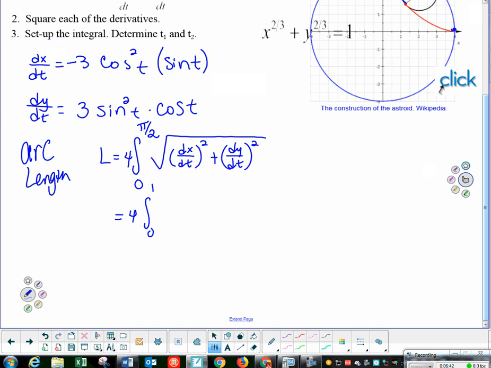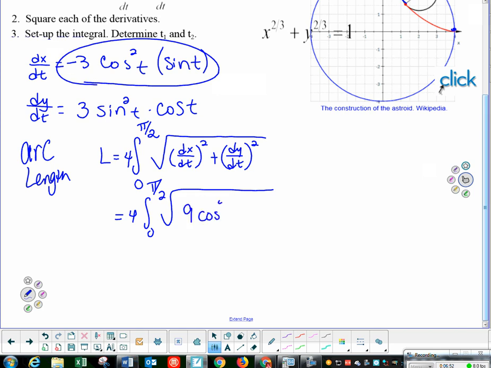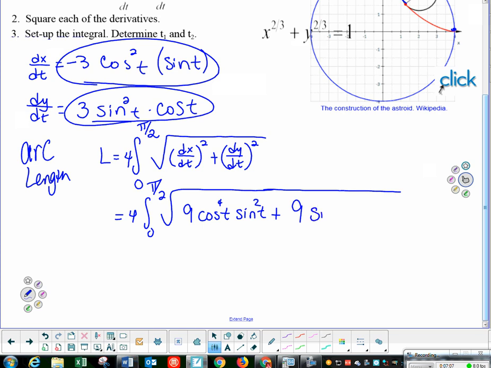So 0 to pi over 2, square root, dx/dt. So we're going to have to square this stuff. That'll produce a 9 cosine to the 4th t sine squared t, added with dy/dt. So now we're going to square this one. A little bigger square root, just extend it. 9 sine to the 4th t cosine squared t with respect to t, so dt. Oh, that looks like fun.